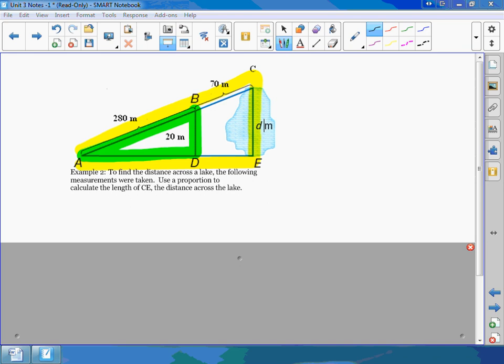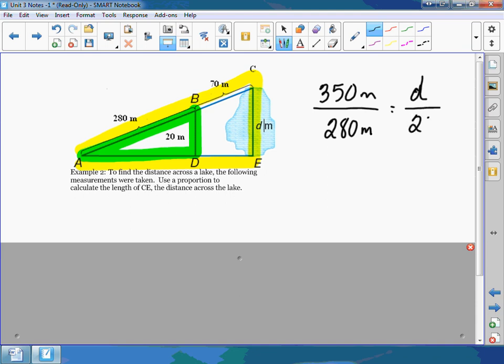AC, yep. Which is what, by the way? Yeah, numerically, it's 350, right? So it's 350 meters from A to C, okay? Over its corresponding length on the ground, yep. I'll put D, but yeah. D to 20, okay? Cross multiply and solve, yeah. And you get D is equal to 25.